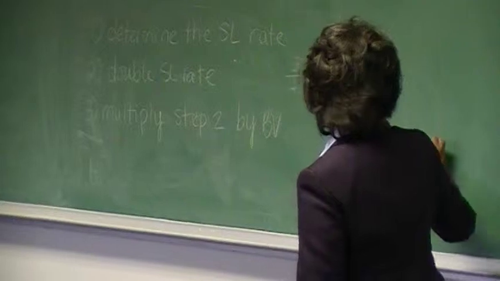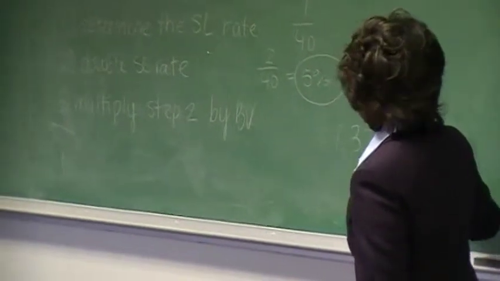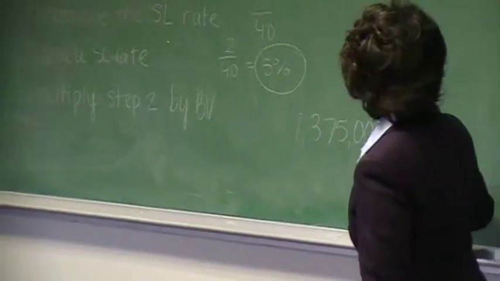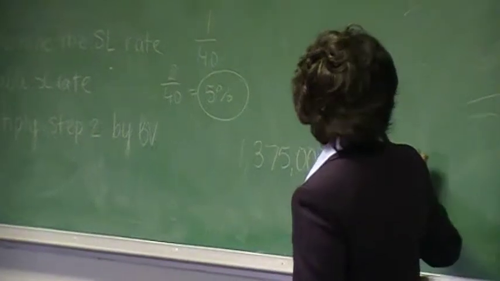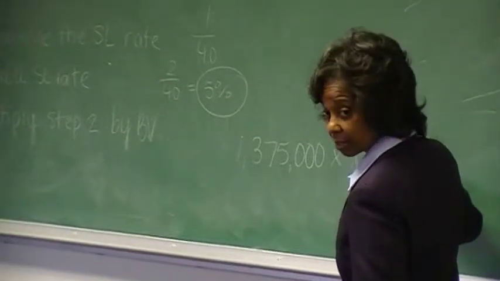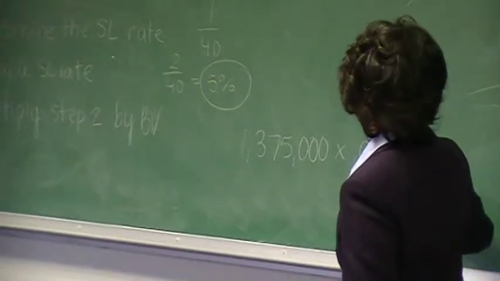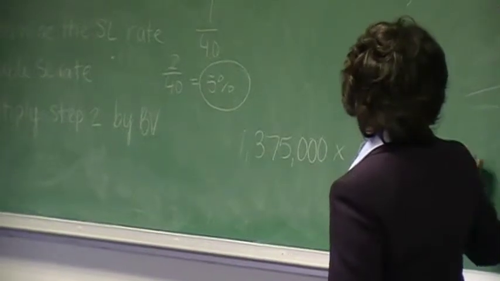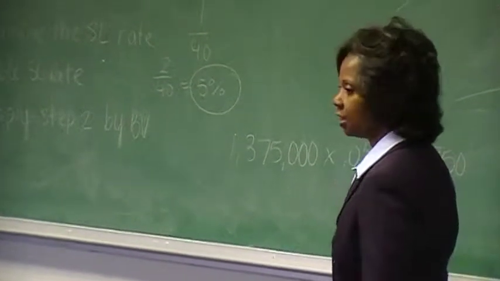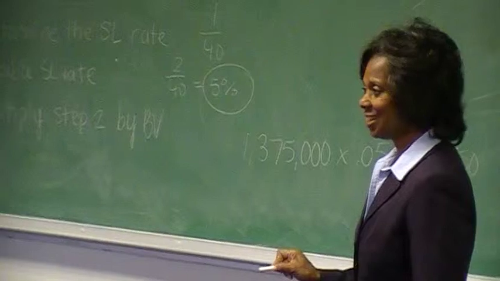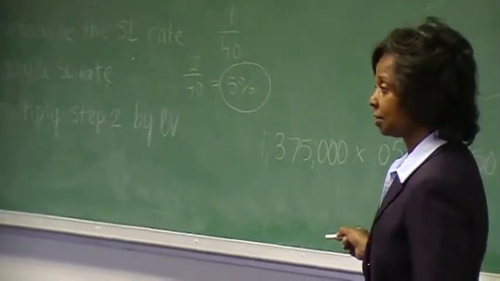1,375,000. Multiply that by 0.05. And what does that give you? 16,000? 68,750. How many people have 68,750? How many people have a question?